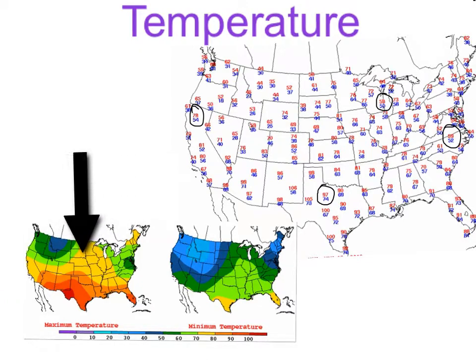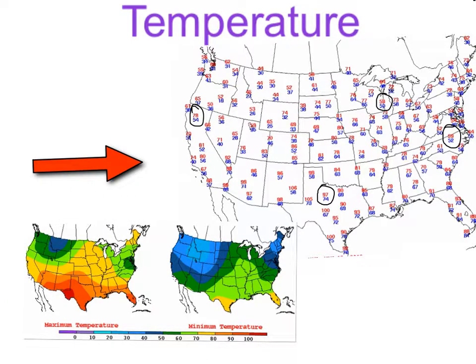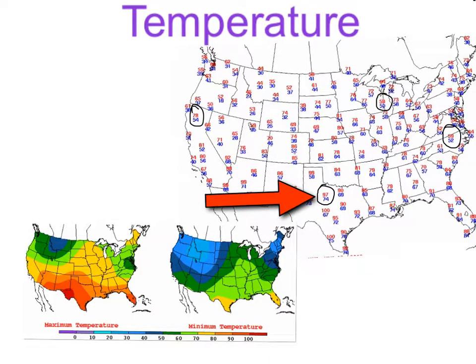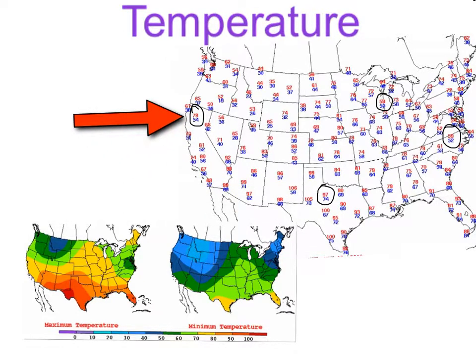In Wisconsin, the high is 59 degrees Fahrenheit, and the low is 50 degrees Fahrenheit. In North Carolina, the high is 59 degrees Fahrenheit and the low is 52 degrees Fahrenheit. In Texas, the high is 79 degrees Fahrenheit and the low is 74 degrees Fahrenheit. In California, the high is 78 degrees Fahrenheit and the low is 54 degrees Fahrenheit.